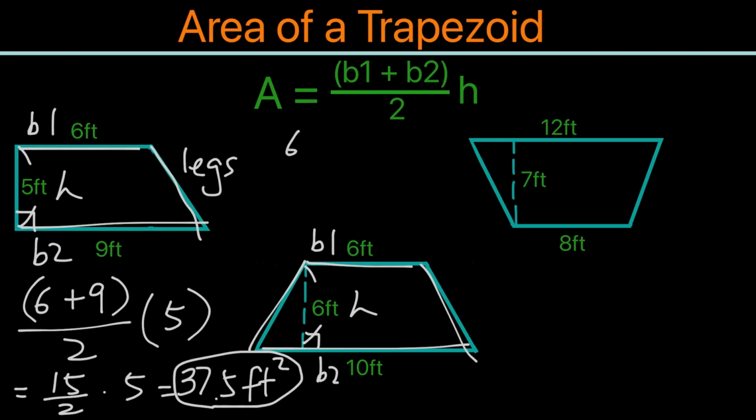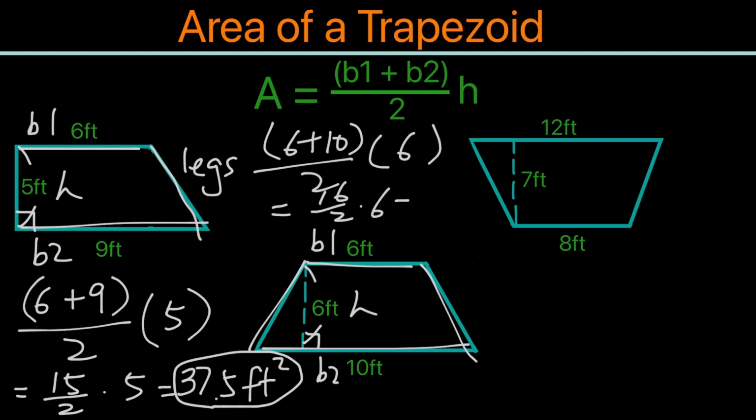So we will go ahead and plug it in. 6 plus 10, divided by 2, times 6. And that would be 16 over 2 times 6, 8 times 6, 48 feet squared. So 48 square feet is the answer for the second trapezoid.